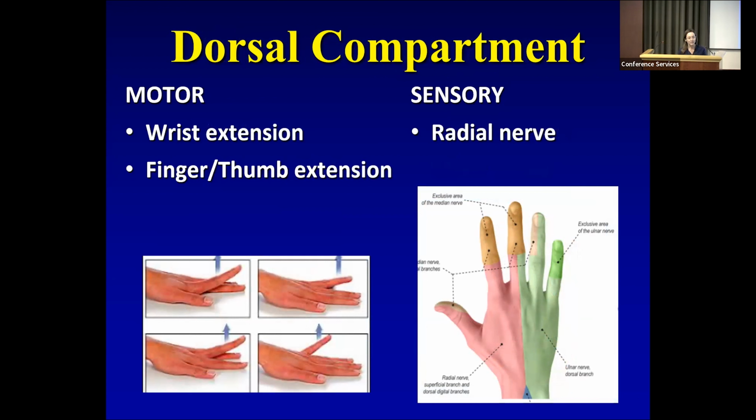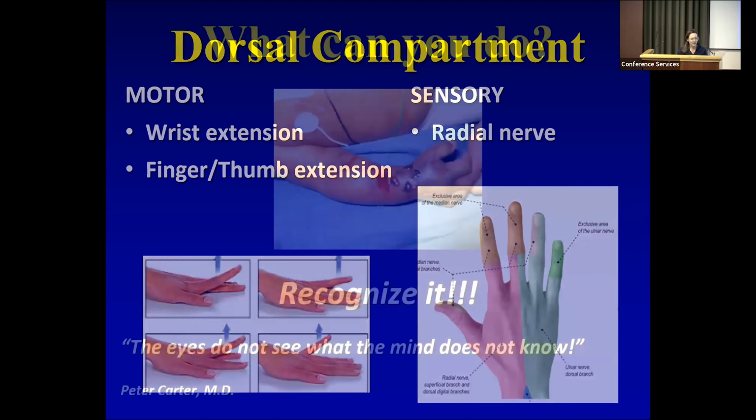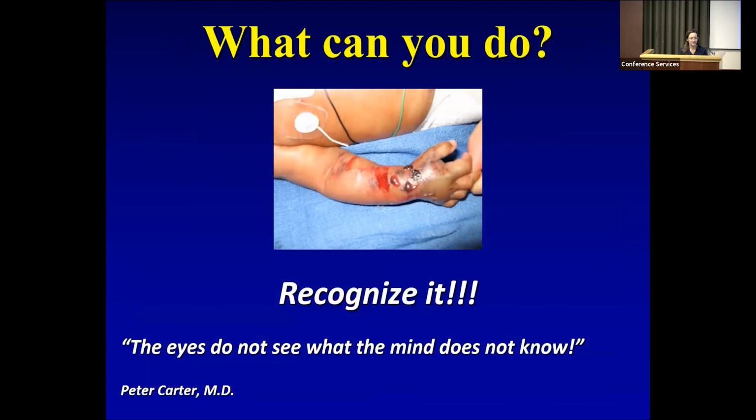And then the last compartment in the forearm is the dorsal compartment. So the back of the forearm, that's going to do what we call wrist extension and finger extension. So lifting the thumb up, lifting the fingers up, and then extending the wrist. And that sensation is on the back of the hand. So if you're going to do a compartment check or a neurovascular check on a hand, you're going to do index, small, and then something on the back of the hand. And that gets you the three main nerves in the forearm that could potentially be injured by a compartment syndrome.